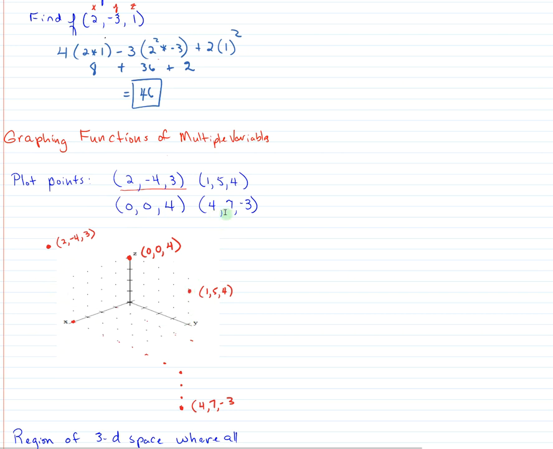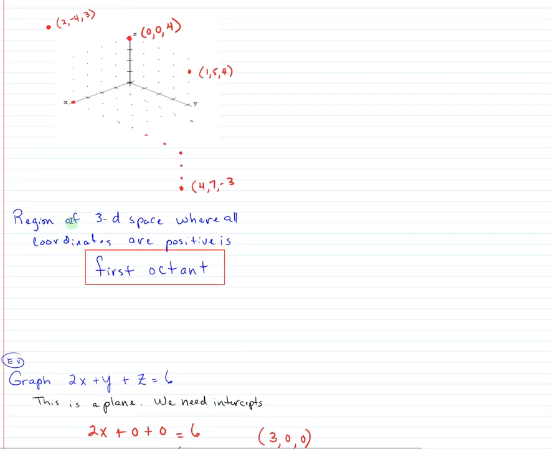The last one, 4, 7, negative 3. We'll go 4 on the X, 1, 2, 3, 4. We'll go 7 in the positive Y direction, 1, 2, 3, 4, 5, 6, 7, and then down 3 because Z is negative, 1, 2, 3. So that's how you would plot points in the multivariable space. Now, the region of 3D space where all the coordinates are positive is the first octant. So if you're asked about that, it's the first octant.